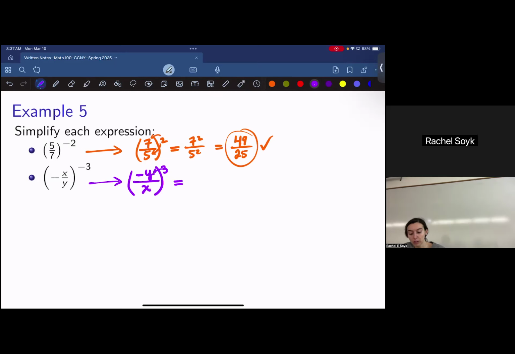Yeah, we want to distribute that 3 to each term. So we're looking at negative y to the third over x to the third. And then we're done. We can't simplify it any further after this.